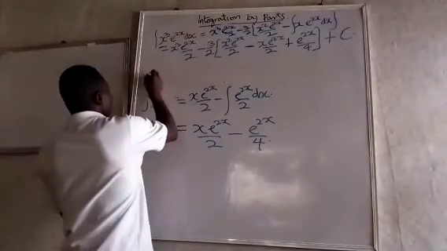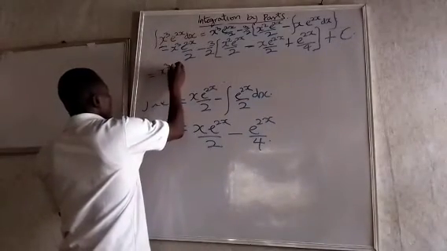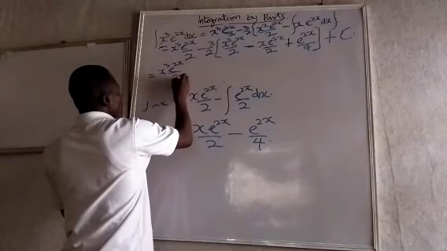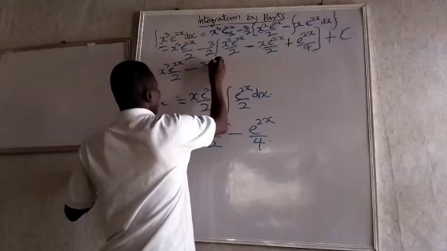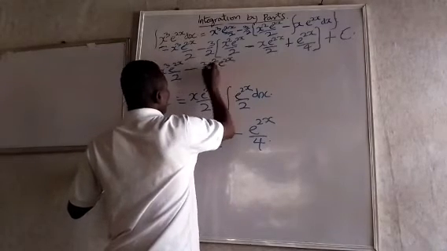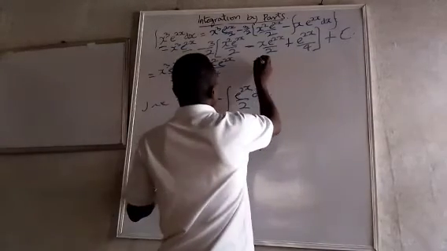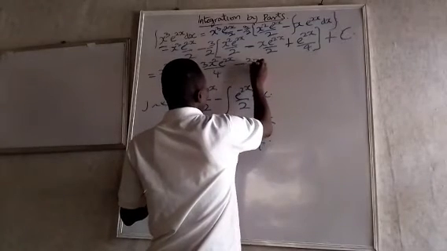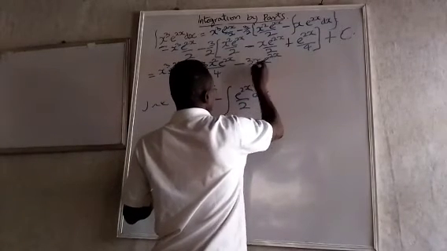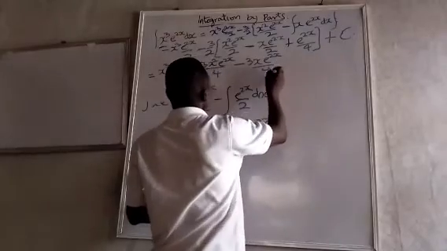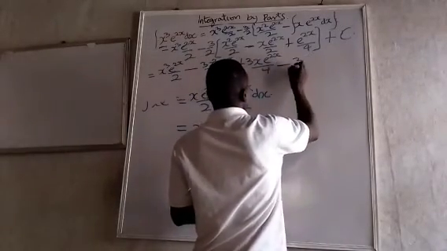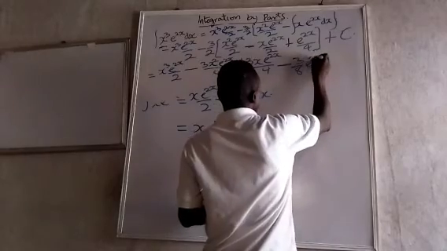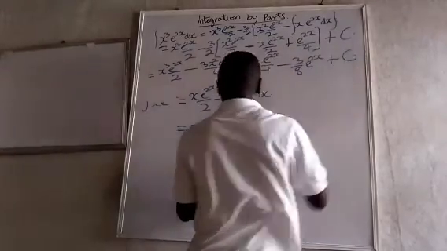So it's going to be x cubed e raised to the power 2x over 2 minus 3x squared e raised to the power 2x over 4 minus 3x e raised to the power 2x over 4. Oh, this one is the plus. Minus 3 over 8 e raised to the power 2x plus c.